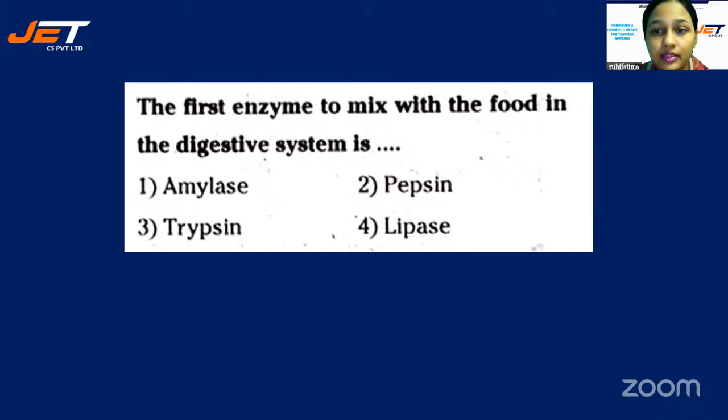Yes, Nitin, Adarsh, you all are right. The correct answer is salivary amylase. Okay, because saliva gets mixed into our mouth with the food, and in the saliva only this enzyme is secreted, that is known as amylase. So amylase is the right answer.